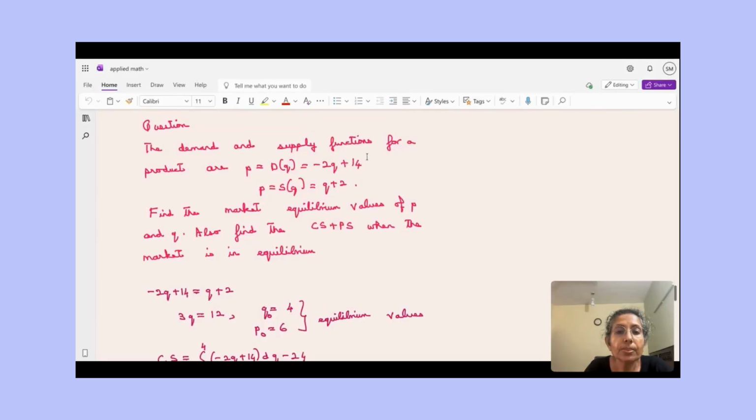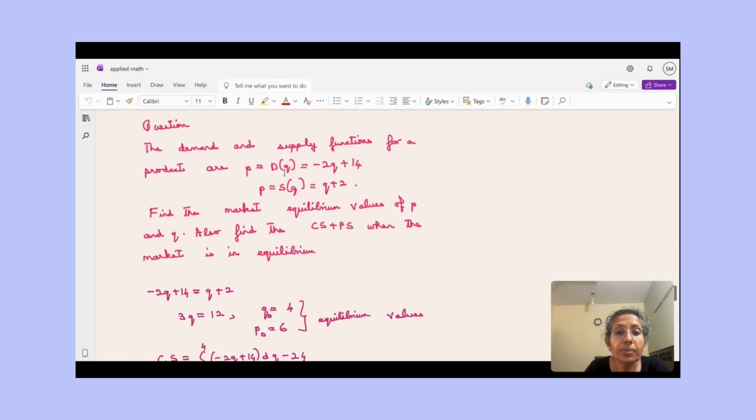The demand and supply functions for a product are P equal to D(q) equal to minus 2q plus 14 and S(q) equal to q plus 2. Find the market equilibrium values of P and Q. Also find the consumer surplus plus producer surplus when the market is in equilibrium.